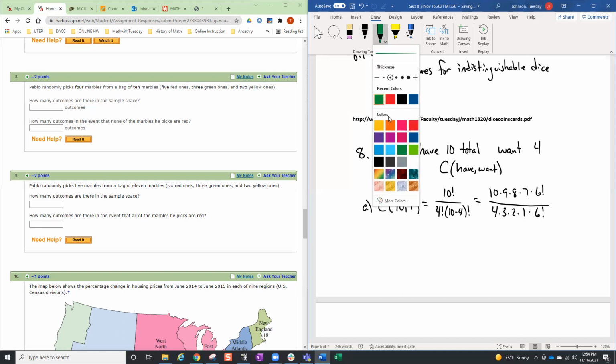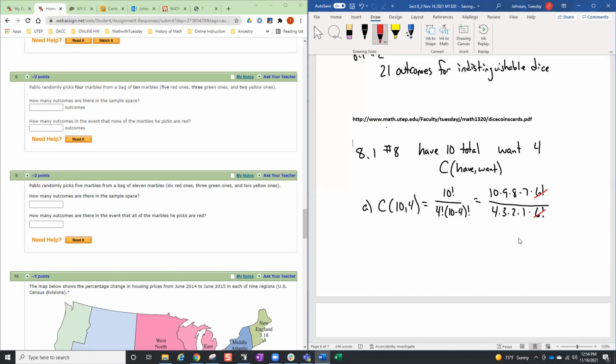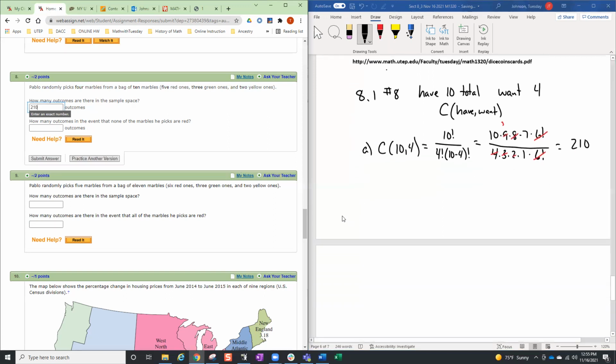So when we write it out, this actually isn't that hard. 6 factorials cancel. The 4 and the 2 cancel the 8. 3 goes into 9 3 times. I am actually writing this exactly the same as I did on the previous notes. That's crazy. Okay, 30 times 7 is 210. So there are 210 different ways of grabbing just 4 random marbles from a bag of 10 marbles.